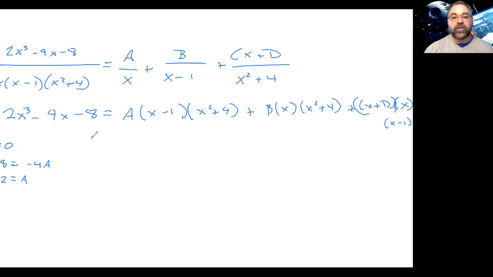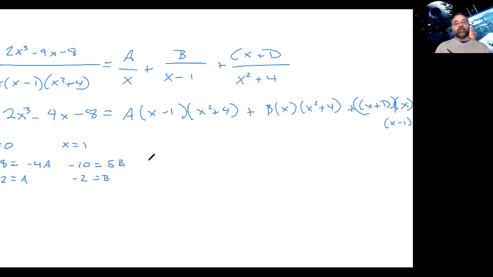Another convenient choice for x is probably going to be plus 1. Because if you do plus 1, on the left side you're going to get 2 minus 4 minus 8, so negative 10. The first term and the last term have an x minus 1 factor in them, so they're going to be 0. And what you're going to get here is B times 1 times 5. So you're going to get negative 2 is equal to B.